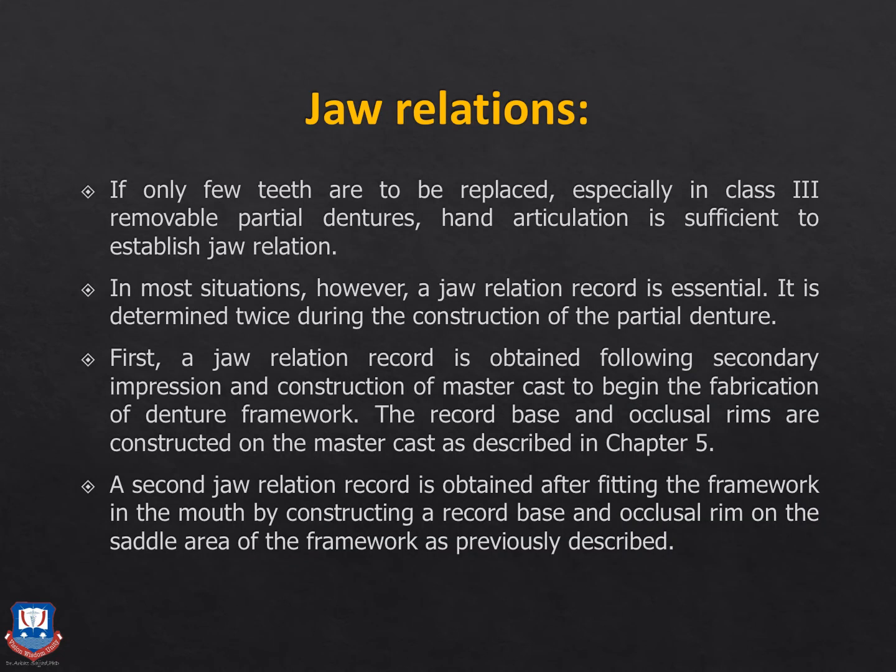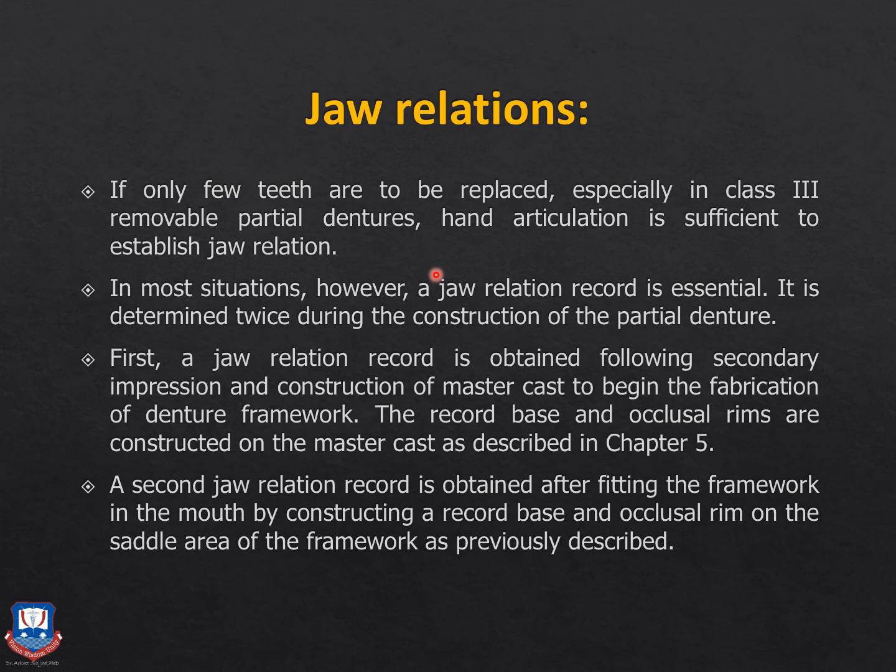So next, moving on to jaw relations. In jaw relations, removable partial dentures are basically very easy if only a few teeth have to be replaced, especially in Kennedy's class 4 or class 3 situations, which are tooth-bound situations. In that case, we can just mount the casts by hand articulation, that is by visually seeing the casts and hand articulating them with each other and then mounting them on the articulator.